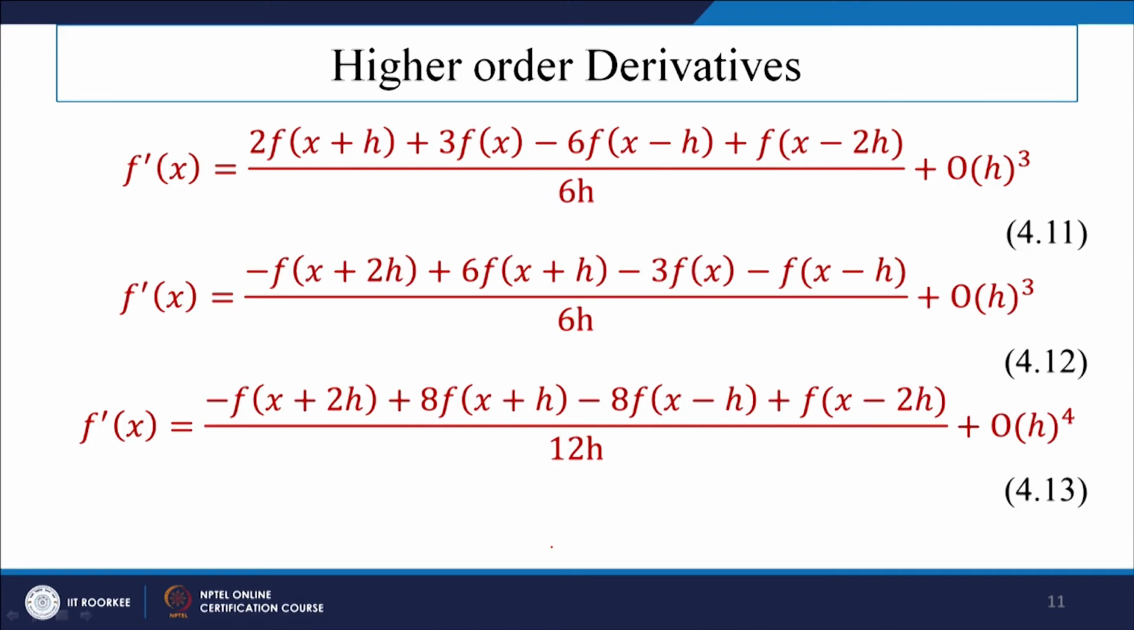So, in the second approach, f dash x is written in the form minus f(x plus 2h) plus 6f(x plus h) minus 3f(x) minus 2f(x minus h) divided by 6h here. This also gives an order of approximation of degree 3 here. Similarly, if you consider f dash x as minus f(x plus 2h) plus 8f(x plus h) minus 8f(x minus h) plus f(x minus 2h) by 12h, this gives an order of accuracy of 4 here.